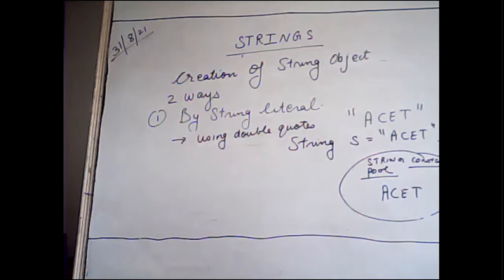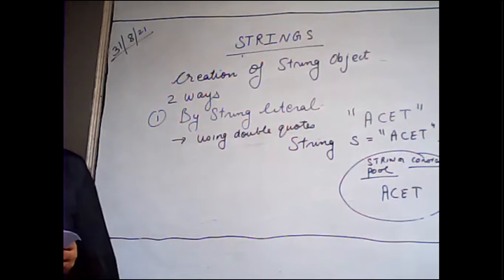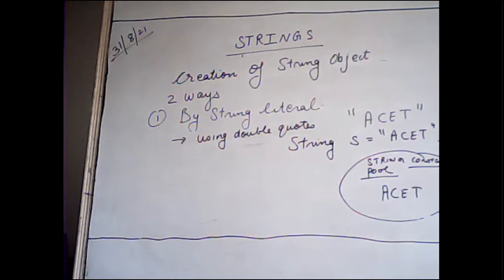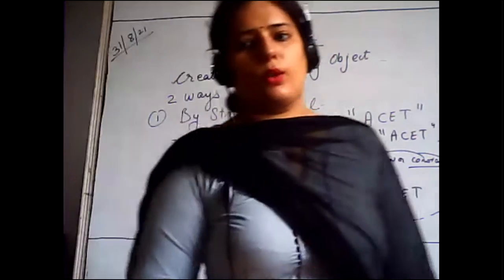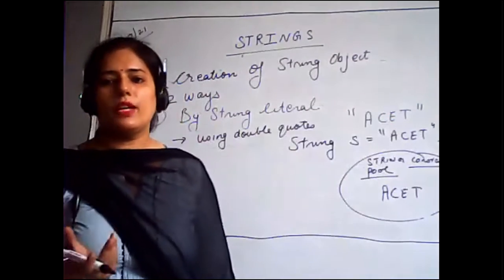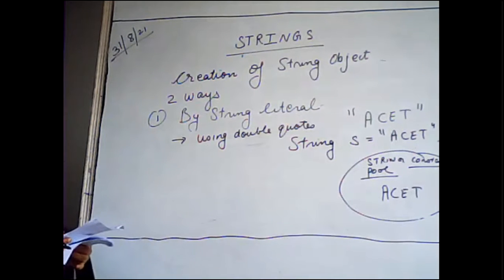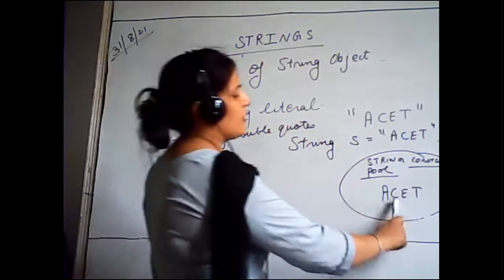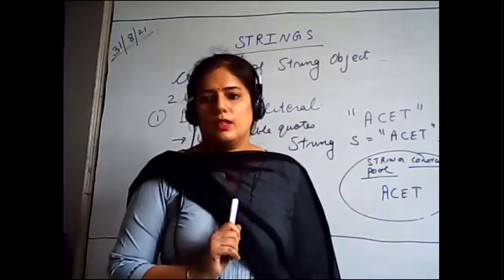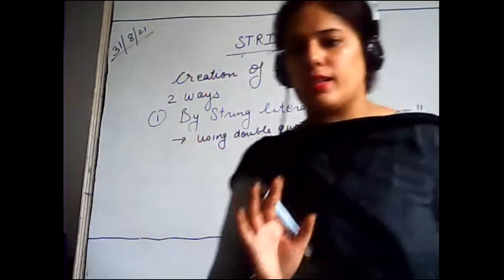If the string already exists in that particular pool, it will create a reference to the pooled instance and return that value. Otherwise, if that string is not available in the pool, it will just create a new string instance and place that string in the pool. This is how we can use the concept of string literals.